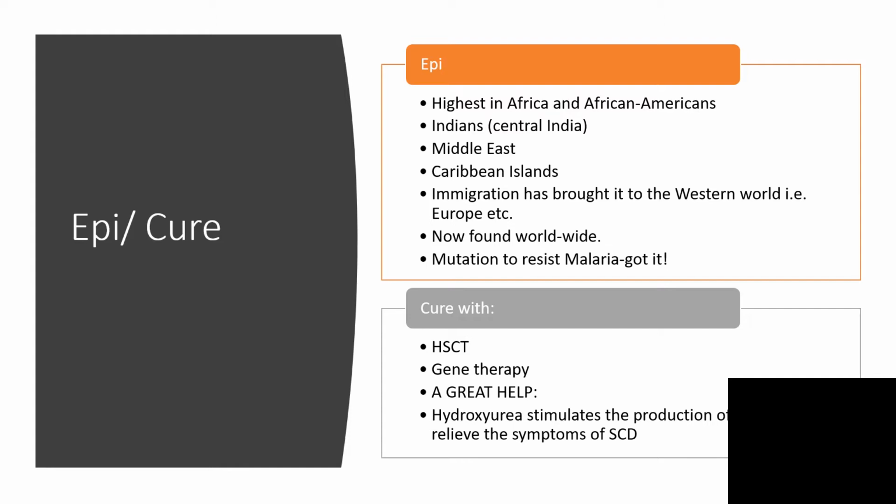Before, there was no cure. Now, there are many ways to cure sickle cell disease, prominent among which is hematopoietic stem cell transplantation. Gene therapy is helping, and there's a great deal of help with hydroxyurea. Hydroxyurea will stimulate the production of hemoglobin F, and with that, there will be relief of the symptoms of sickle cell disease.